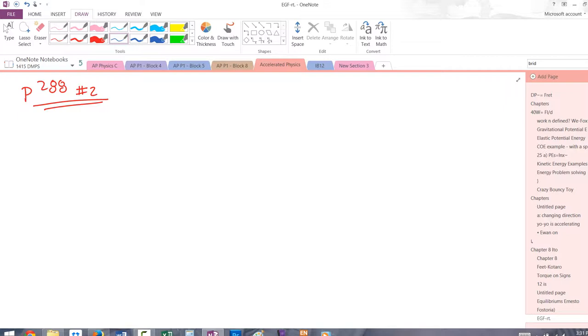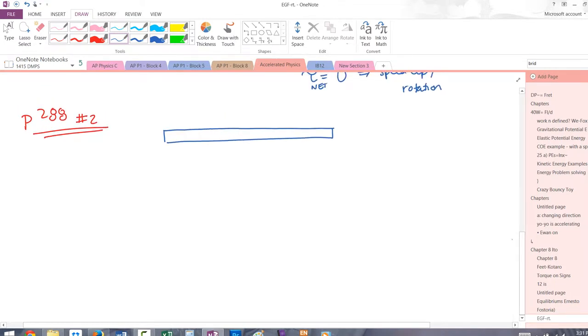Okay, it says that we have a uniform bridge that's 20 meters long and weighs 4 times 10 to the 5th newtons. I'm going to do this one little bit at a time so that we really understand what's going on. So here's my bridge, 20 meters long. I'm going to give myself just a little more space up here. So this is 20.